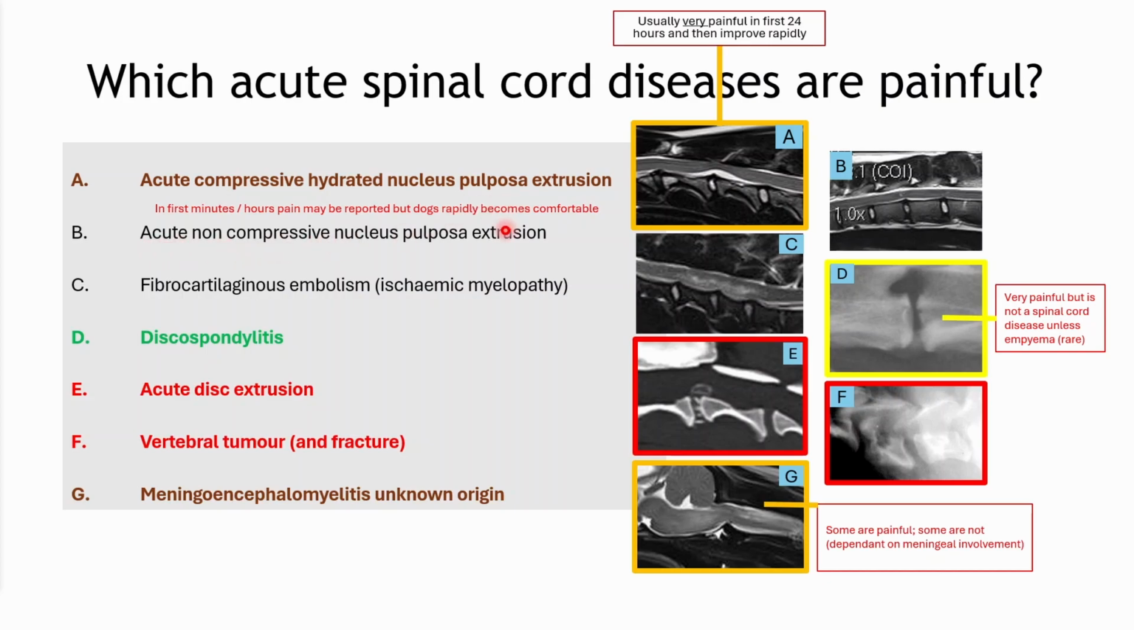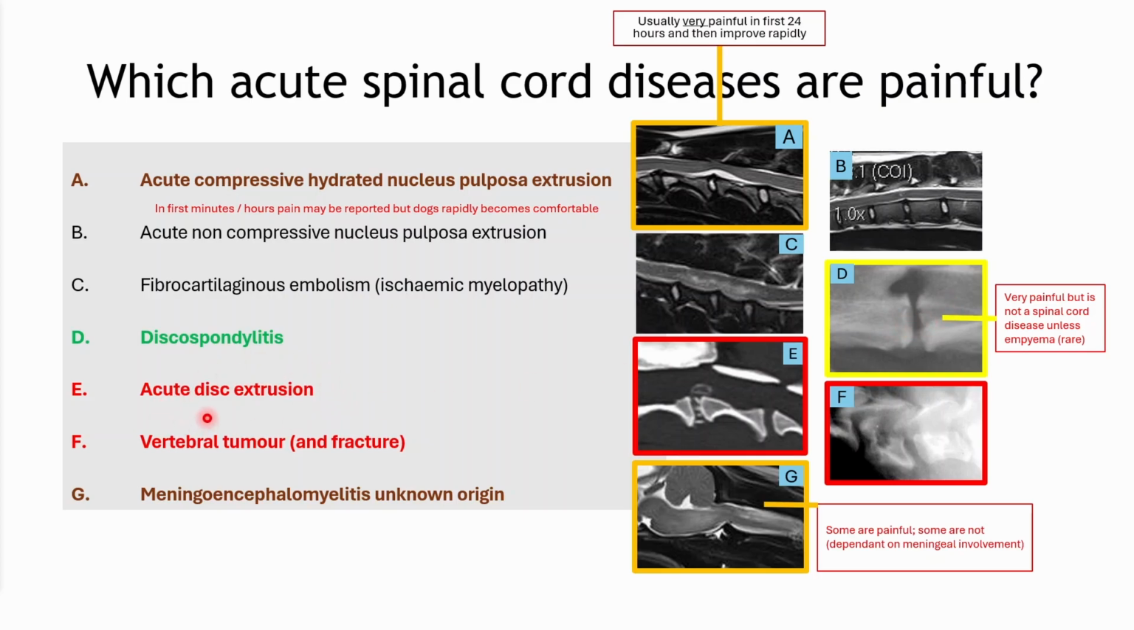Classically, acute non-compressive nucleus pulposus extrusion and fibrocartilaginous embolism, because they are damaging inside the spinal cord where there aren't nociceptors, then these are non-painful. I've put discospondylitis here as not the correct answer because it's not a spinal cord disease. It's a vertebral body disease. And unless there's empyema, which is actually very rare, then these animals will not have acute onset spinal cord disease and be painful. It is a very, very painful condition, but the animals are presenting with spinal pain only.